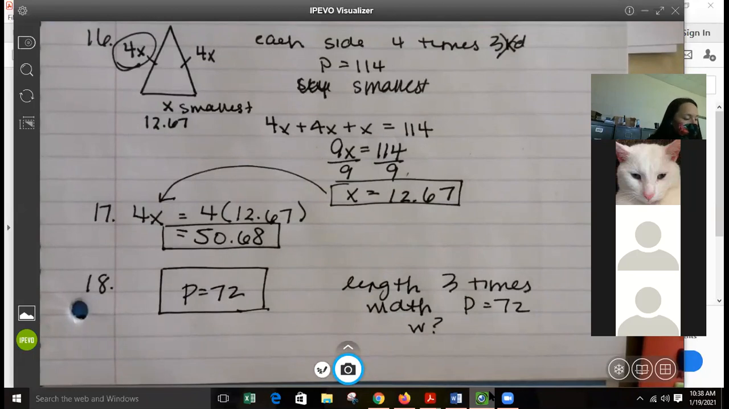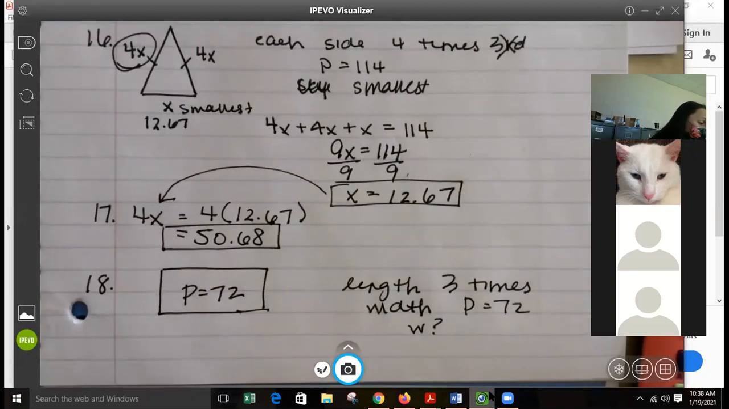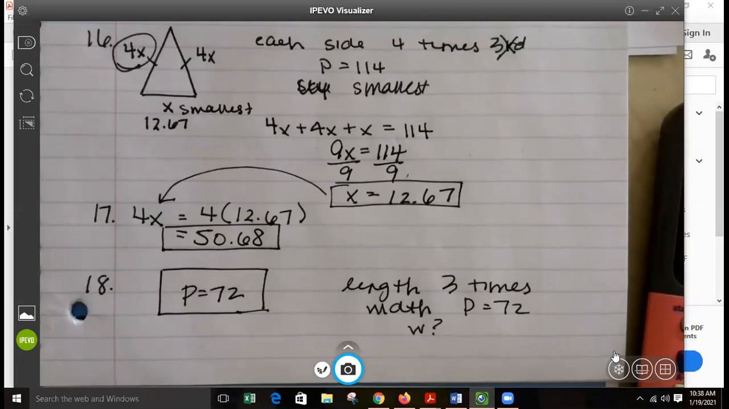Anybody, Zoomers, can y'all help me out? 3 times the width. Would it help if we asked what the width was? I mean, do we know? Do we know what the width is? Does anybody online know what the width is? Savannah, how do I write 3 times the width?